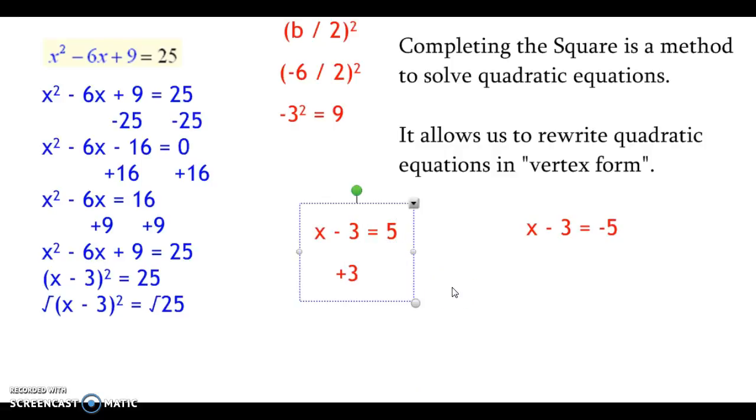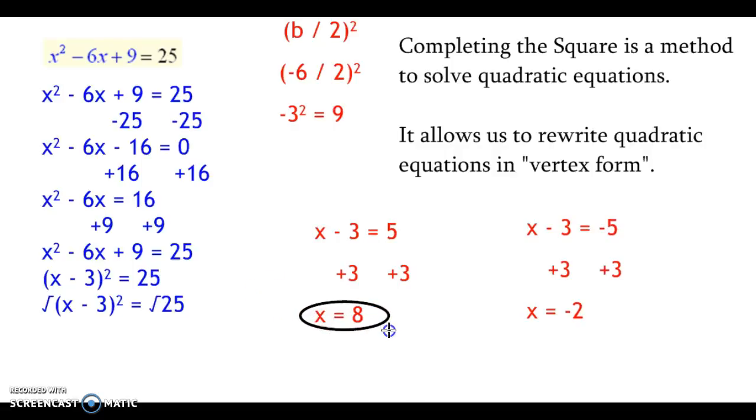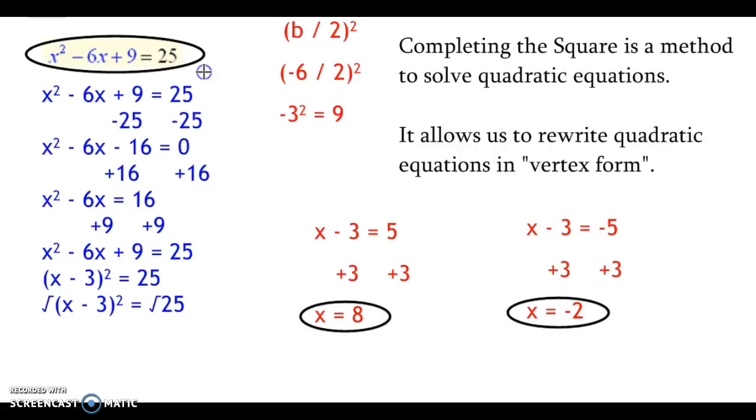I'm going to add 3 to both sides here. And x is equal to 8. And I'm also going to add 3 to both sides on this equation, and I'm going to get x is equal to negative 2. And that's okay to have two different answers because it's a quadratic equation. Quadratic equations usually have two different solutions, or roots, if you want to call them roots. And if you were to graph this original equation, you would see that it hits the x-axis at x equals 8 and x equals negative 2.